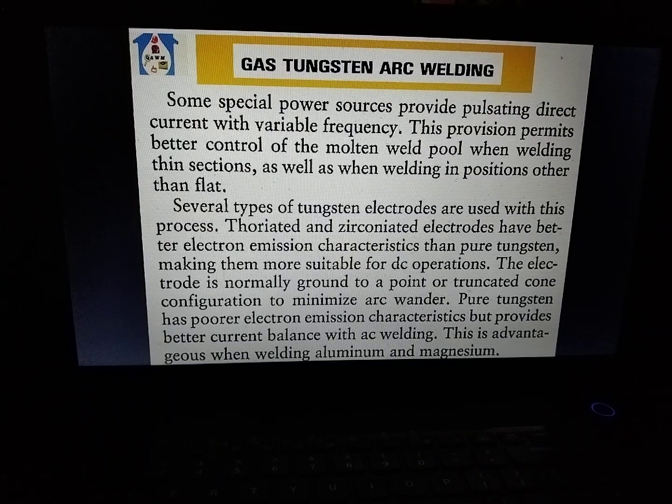Some special power sources provide pulsating direct current with variable frequency. This permits better control of the molten weld pool when welding thin sections, as well as when welding in positions other than flat. Several types of tungsten electrodes are used with the process.